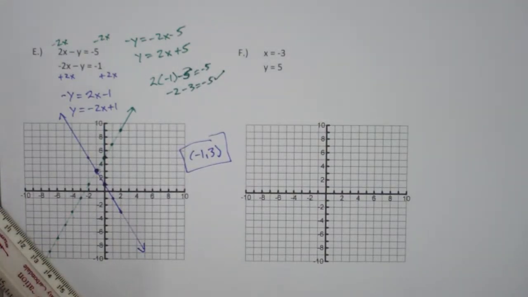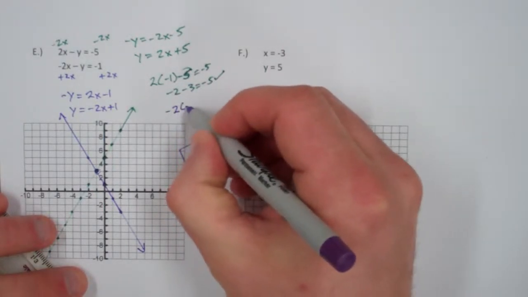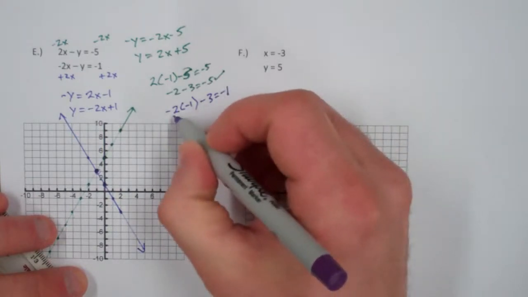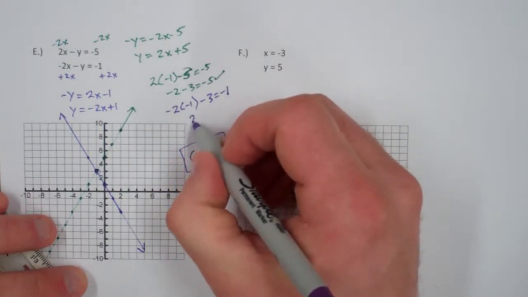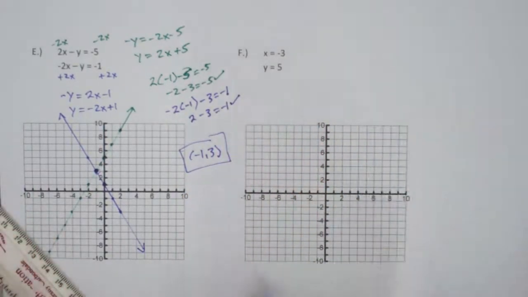For the second one, we want to go right back to the original here. So that's negative 2 times x, which we think is negative 1, minus 3 is negative 1. Negative 2 times negative 1 is positive 2, and 2 minus 3 is negative 1, so that one's checked as well.